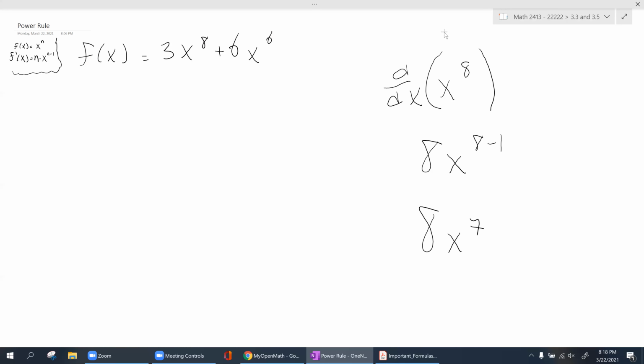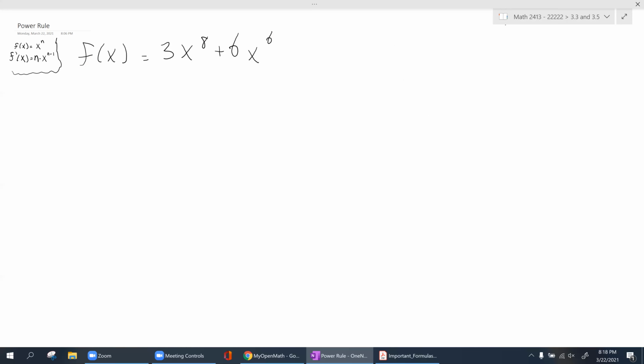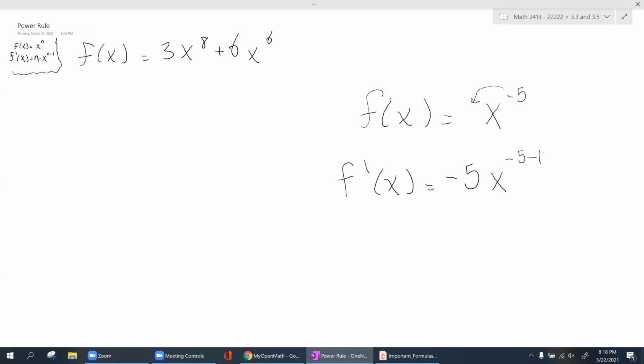You may be asking, what if I have negative numbers? Yes, you're going to have negative numbers. Let's say your function is x to the negative 5. The same thing gets applied, but be careful with the negative values. This exponent is going to come to the front, so f prime is equal to negative 5x raised to the negative 5 minus 1.